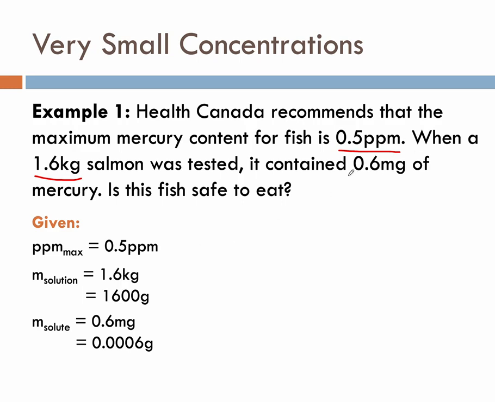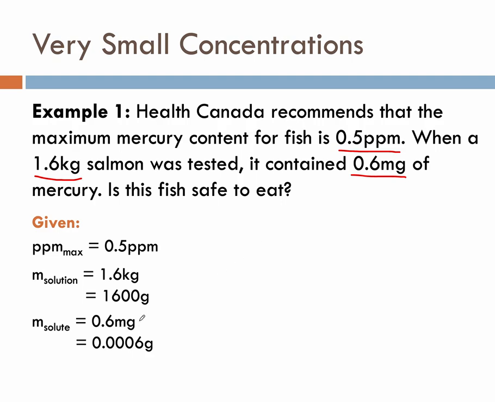Next, I have this 0.6 milligrams. That's of your solute. So your solute is that thing that you have a tiny bit mixed into your whole solution. And that tiny bit is of mercury. So the mass of my solute is the mass of mercury, which is 0.6 milligrams. Once again, wrong unit. I've got to convert that into grams. So I'll just show you how to do that one.